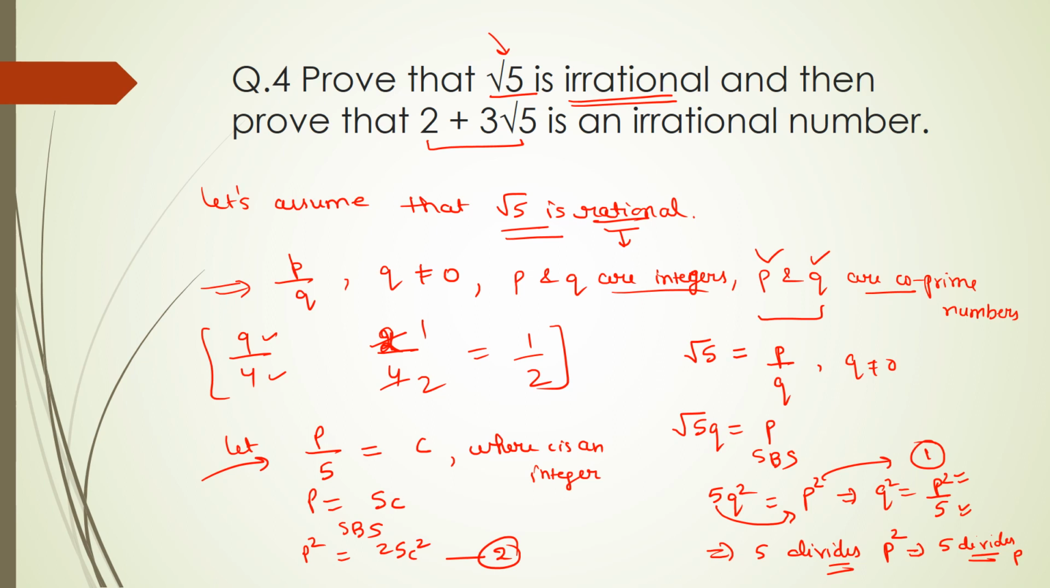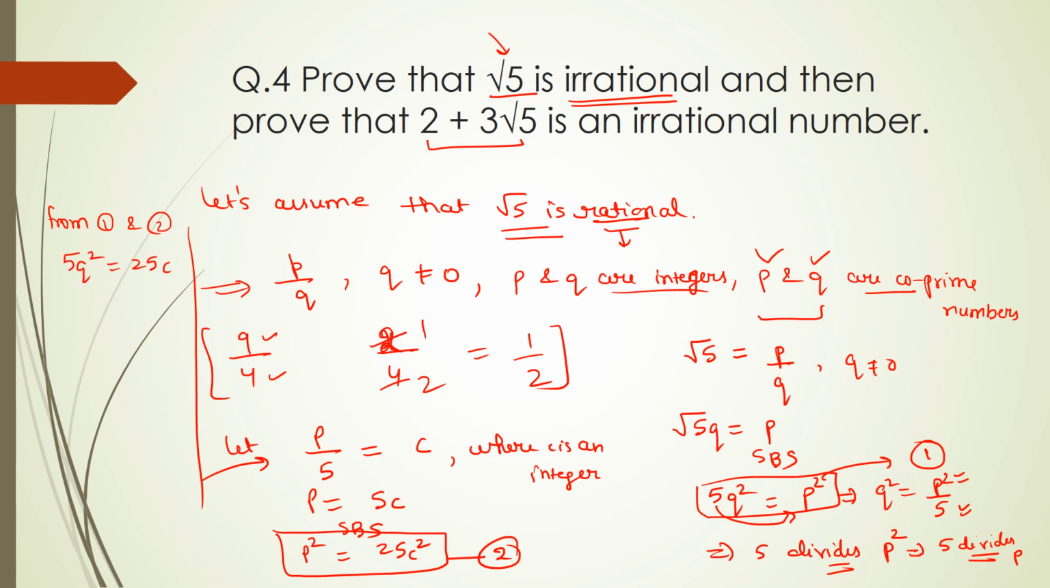Now from first and second, see this one and this one. Can I say from first and second that p square is common? So 5q square becomes 25c square. Then 5 is cancelled out. Q square becomes 5c square. Correct? Again, this has taken this form. So I can say that 5 divides q square. Correct? This means 5 divides q square. If 5 divides q square, that means 5 divides q as well.